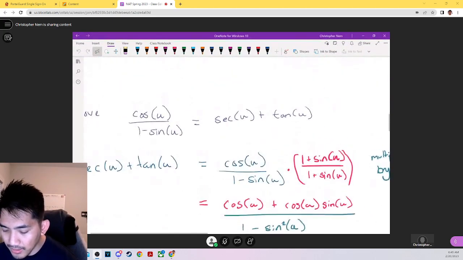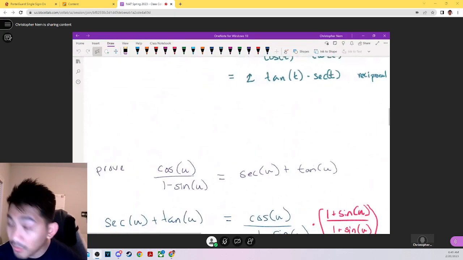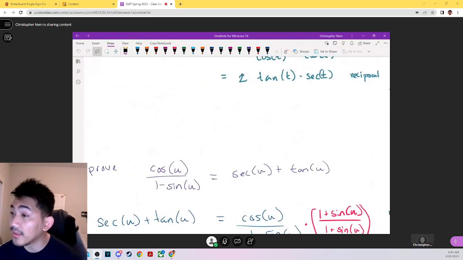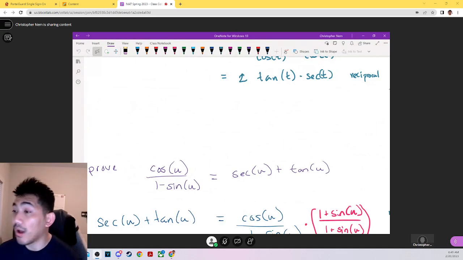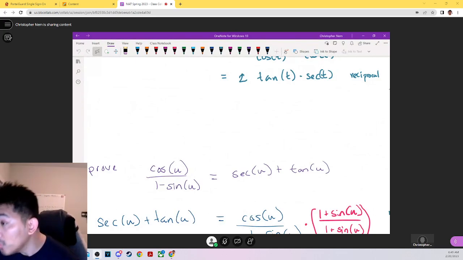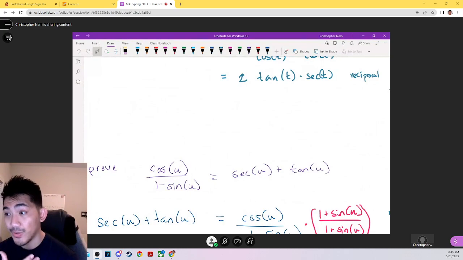And then the next important one, we have 2 more important ones that I want to talk about before we end this video, is this problem right here. Cosine u over 1 minus sine of u equals secant u plus tan u. So I'm going to work with the left hand side. You can work with the right hand side, and you'll probably get the same. But I'm going to work with the left hand side just to show you a key trick that you might need.